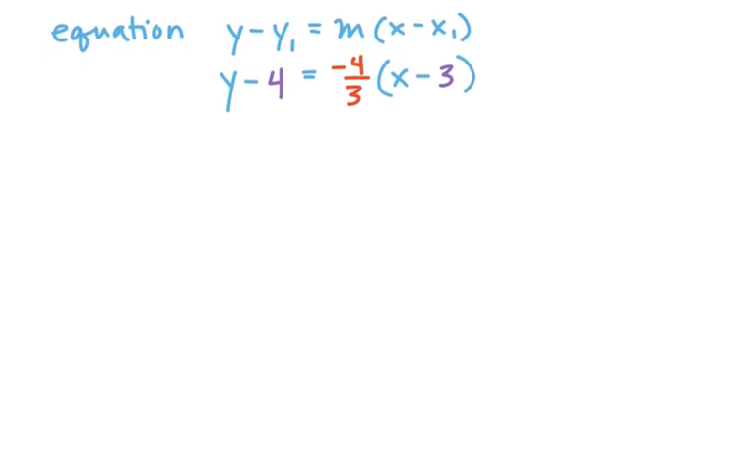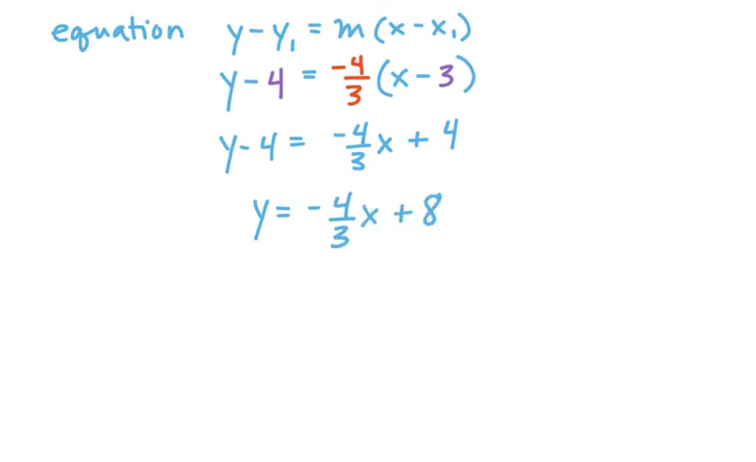Here we will just simplify, and then we have y minus 4 equals negative 4/3 x plus 12 over 3, or plus 4. I'll add 4 to both sides. y is negative 4/3 x plus 8.